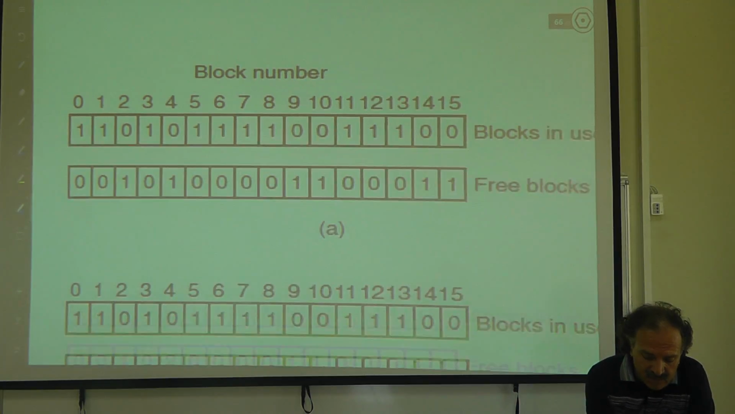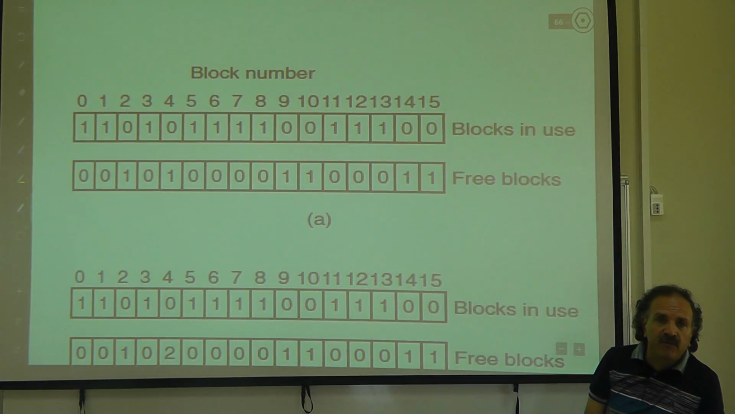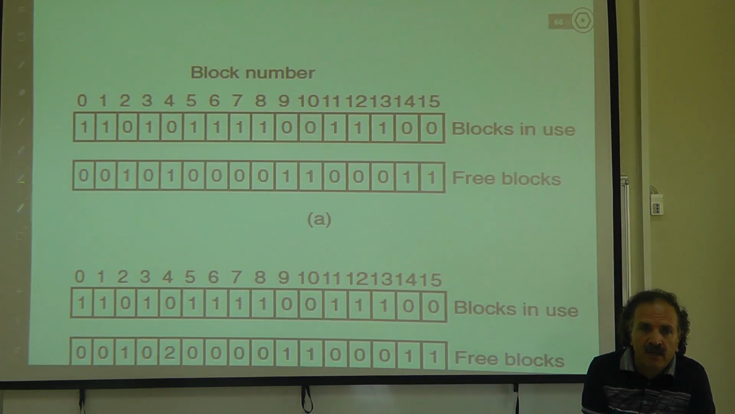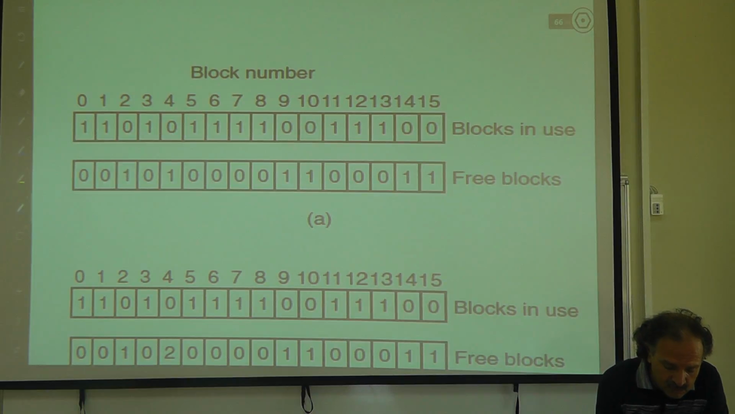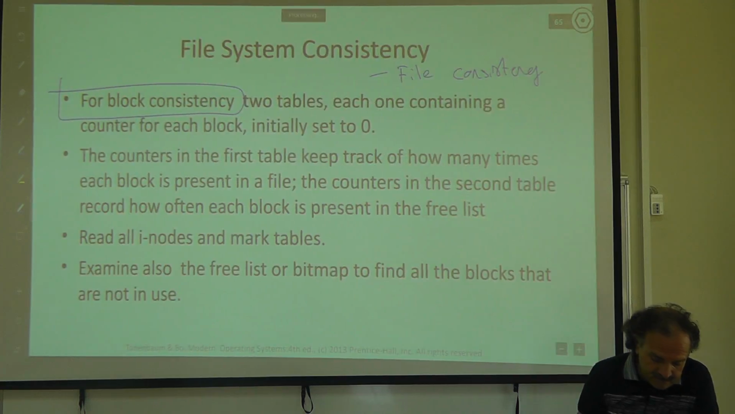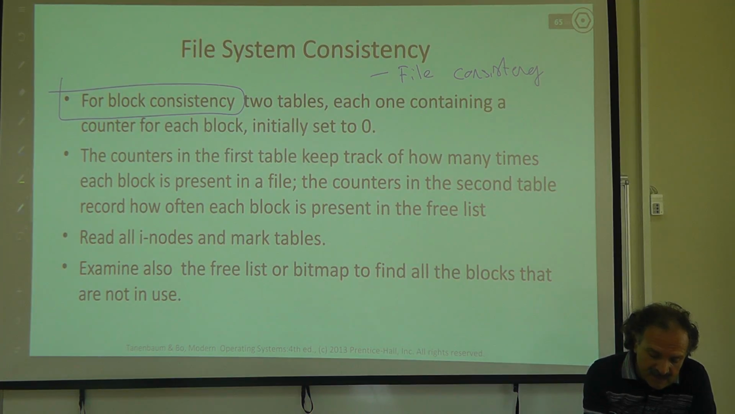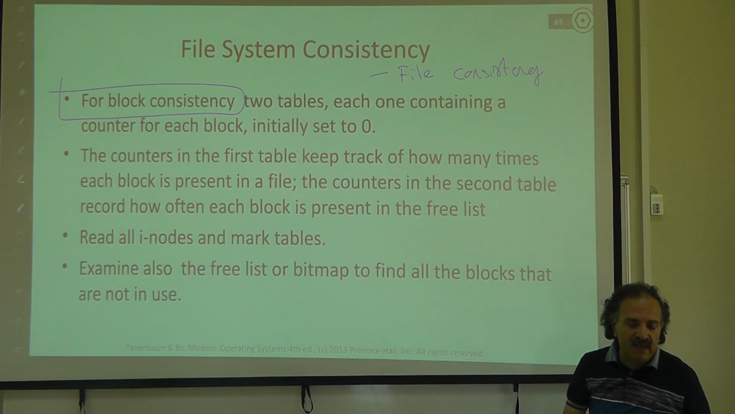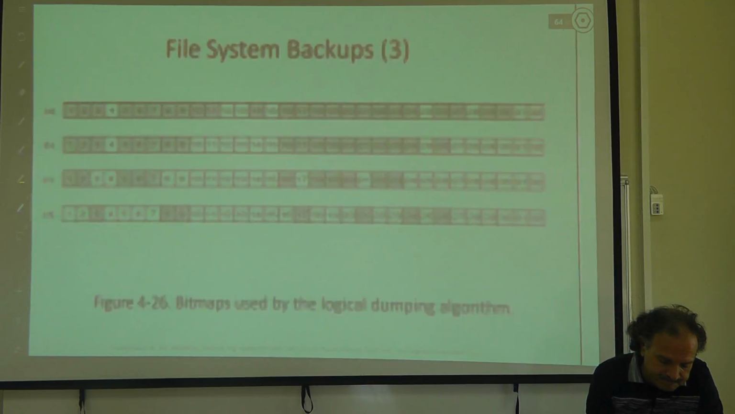We do the same thing for the free blocks. If a block is free, it should be marked as 1, otherwise it is 0. A block cannot be free 2 times, so this should not happen. The counter in the second table records how often each block is present in the free list. Remember, how did we keep the free blocks on the disk? We had either a bitmap version or a linked list version.